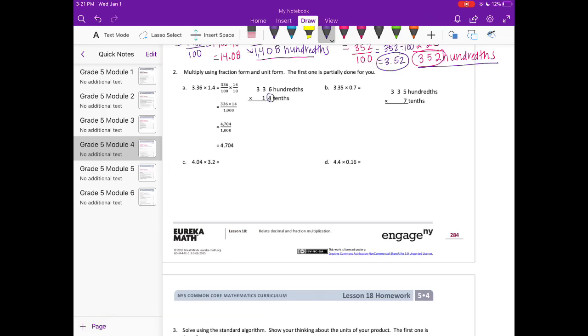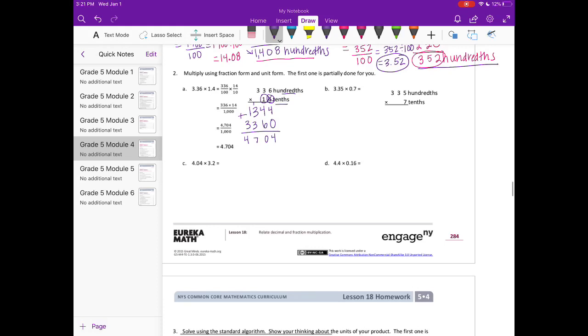So I'm going to start with the 4. 4 times 6 is 24. Carry the 2. 4 times 3 is 12. Plus 2 is 14. Carry the 1. 4 times 3 is 12. Plus 1 is 13. Erase what I carried and move on to the 1 with a placeholder. 1 times 6 is 6. 1 times 3 is 3. 1 times 3 is 3. Add everything together. I get 4,704. And if I have hundredths times tenths, 100 times 10, multiplying that out would be thousandths.